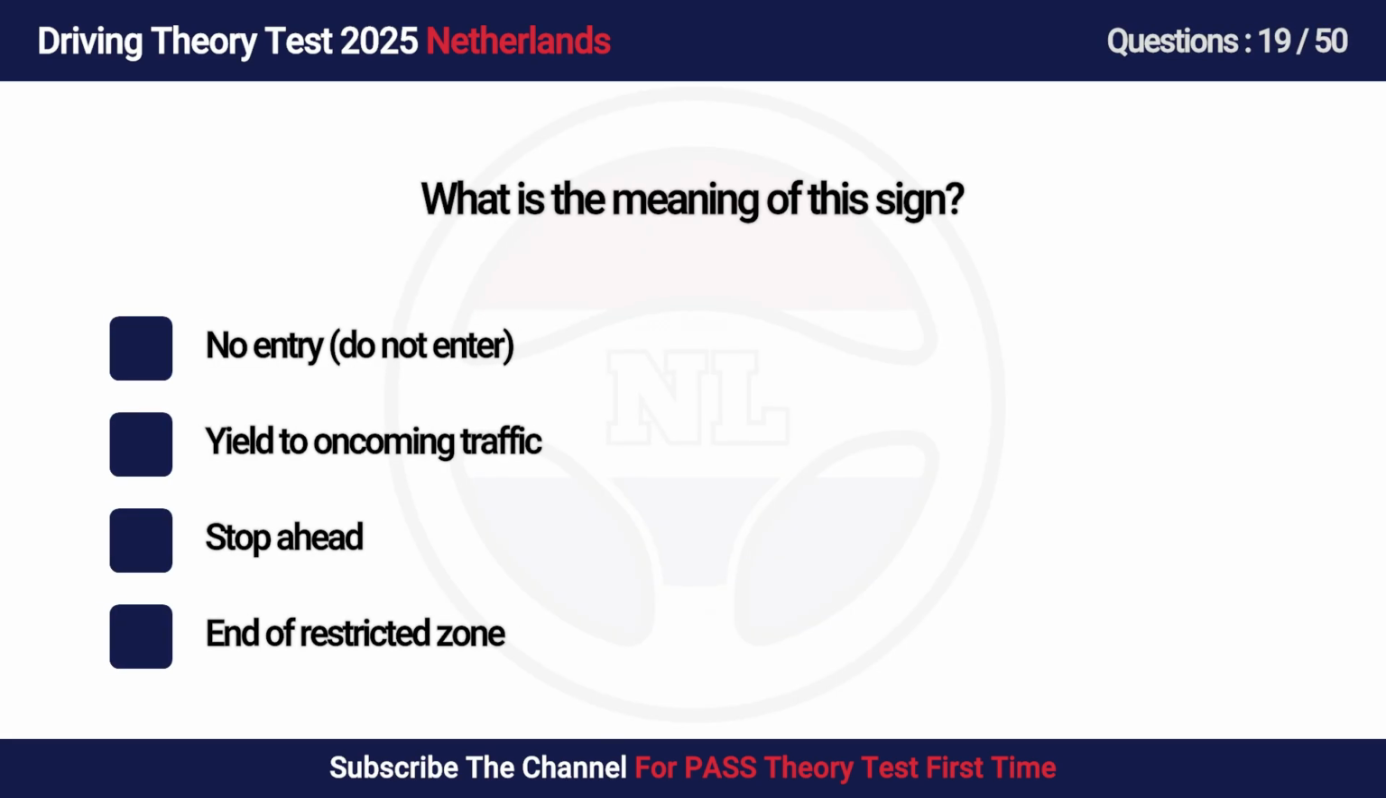A. No entry, do not enter. B. Yield to oncoming traffic. C. Stop ahead. D. End of restricted zone.